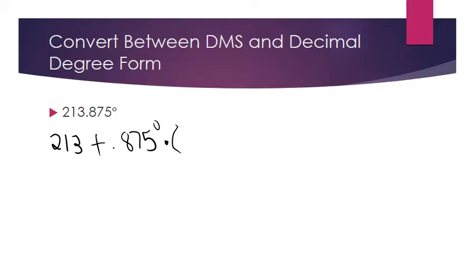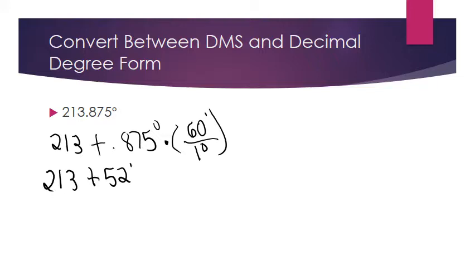And let's see, so 0.875 degrees, and I want to get it into minutes, and there's 60 minutes in 1 degree. So I'm going to multiply 0.875 times 60 over 1. And when I do, I get 52.5. So that gives me 52 minutes. So now I've got 213 plus 52 minutes. But now I've got this 0.5 minutes, or that's going to be seconds, of course.